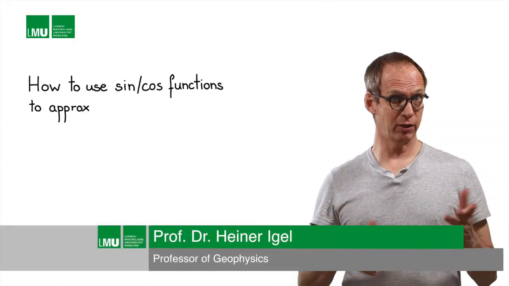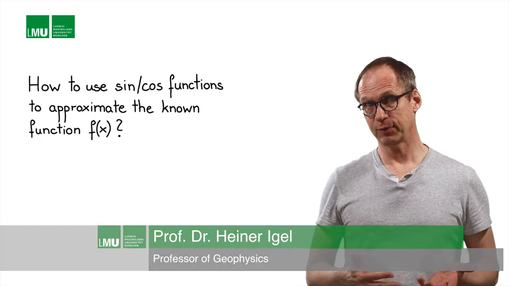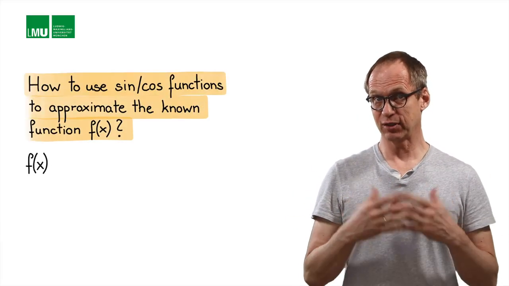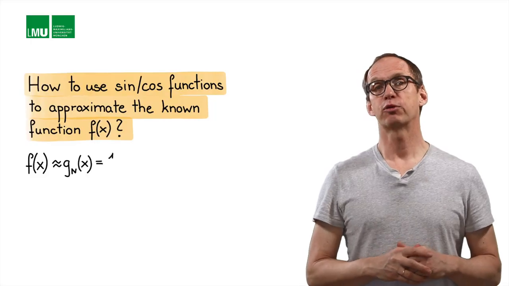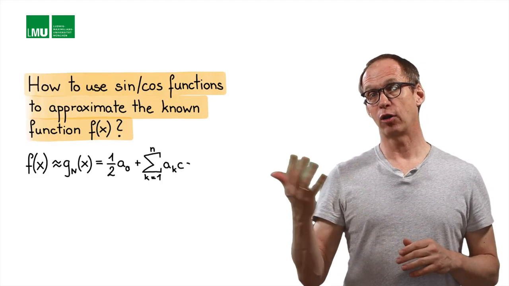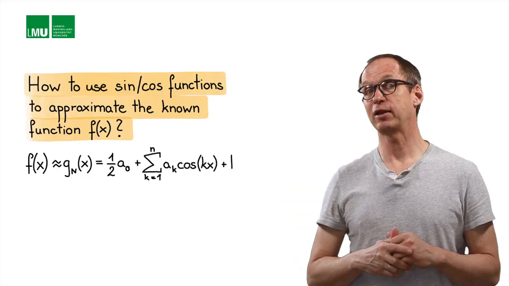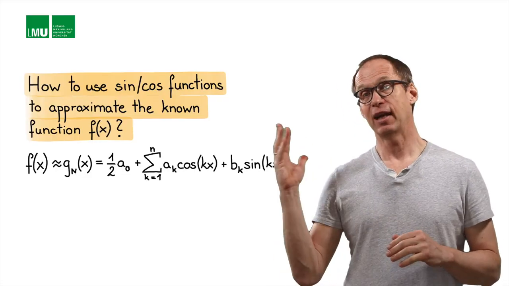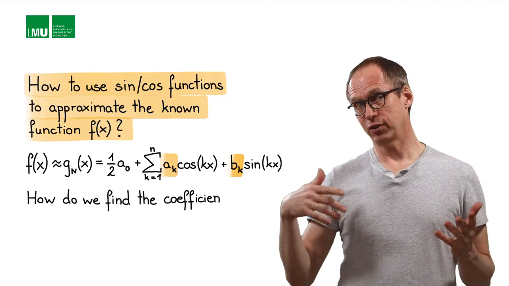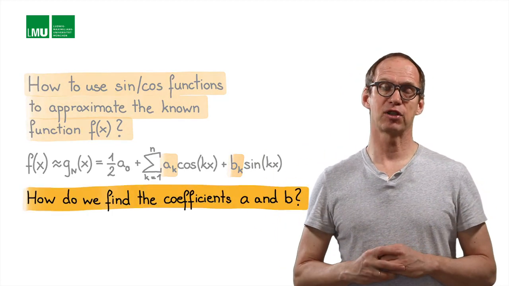So how do we use the sine and cosine functions to approximate our known function f of x? We seek gn of x, which is our approximate function, which will be a0 over 2 plus a sum over sine and cosine functions weighted by coefficients a and b. But how do we find these coefficients a and b for the cosine and the sine functions?